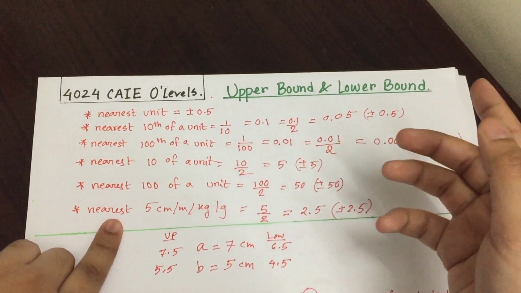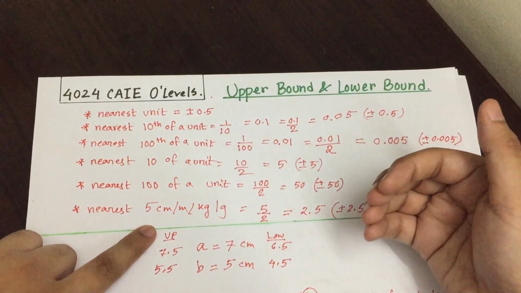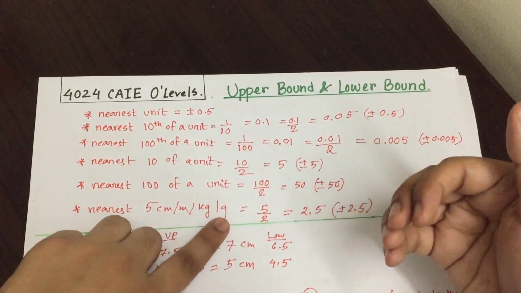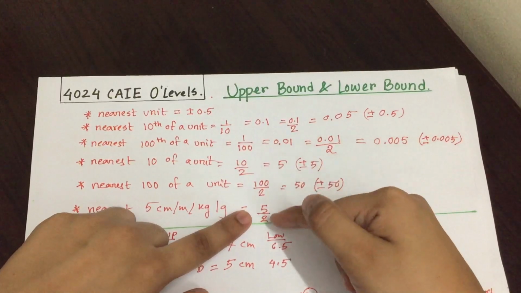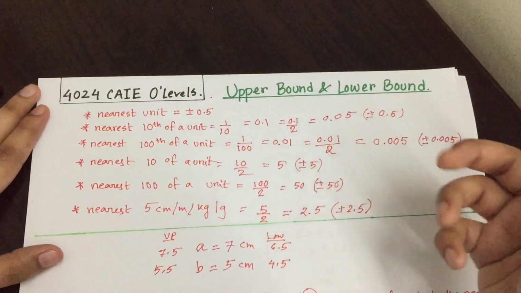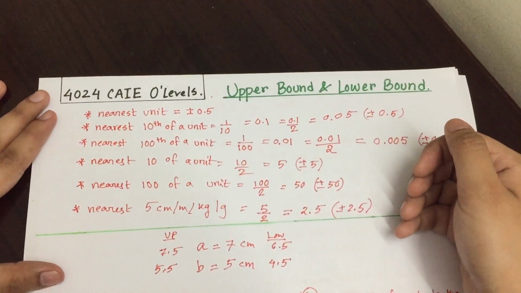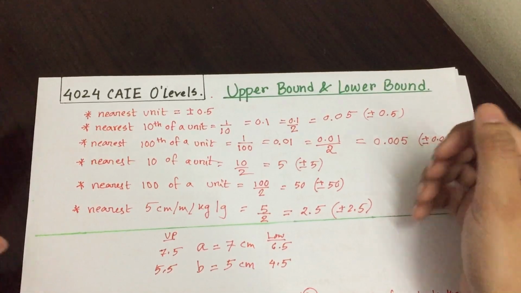And if it says nearest 5 centimeter or 5 meter or 5 kg or 5 gram, we write 5 over 2, which gives us 2.5. So that will be plus minus 2.5. So these are the key points, and let's move on to some examples.